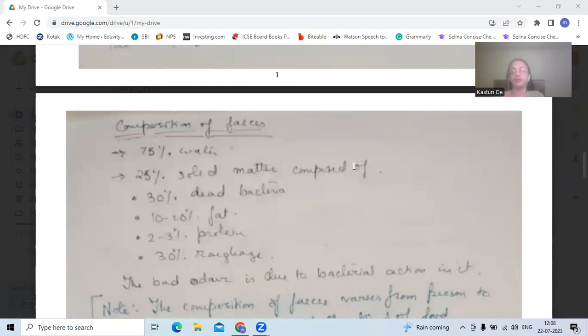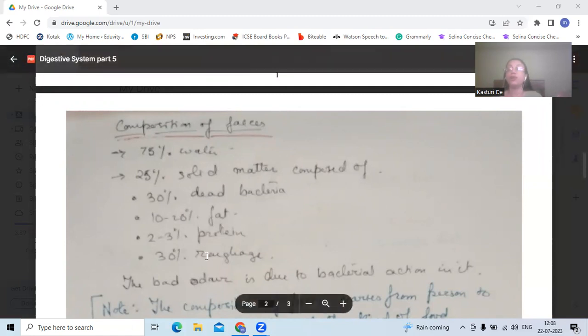Now, composition of feces. What is the composition of feces? Feces has 75% of water, 25% of solid matter, which is composed of 30% dead bacteria, 10 to 20% fat, 2 to 3% protein, and 30% of lipid. So mainly two things are there. One is water, another is solid matter. 75% is water and 25% is solid matter. Now, out of this 25% of solid matter, 30% is dead bacteria, 10 to 20% is fat, 2 to 3% is protein, and 30% is lipid.